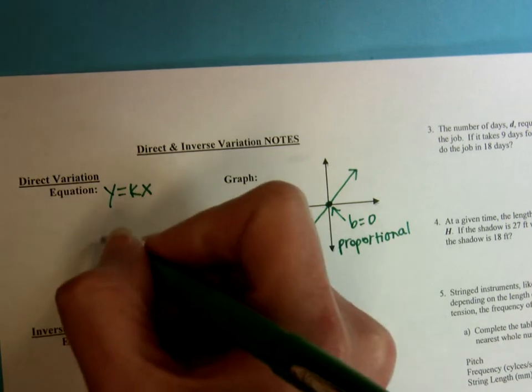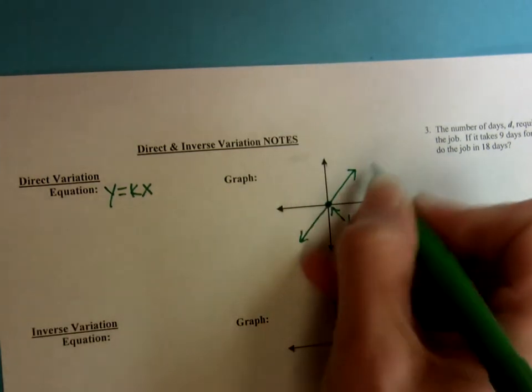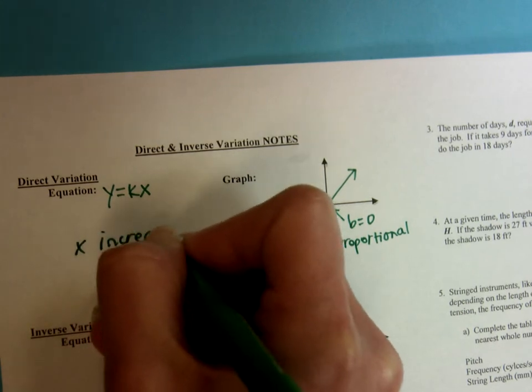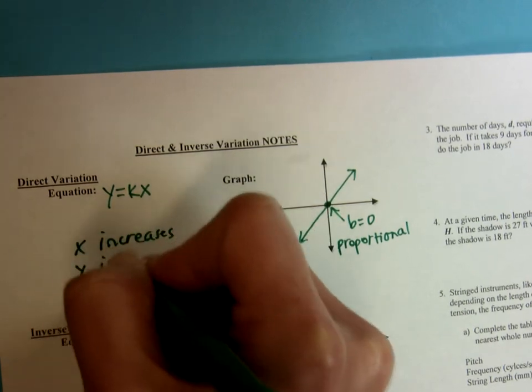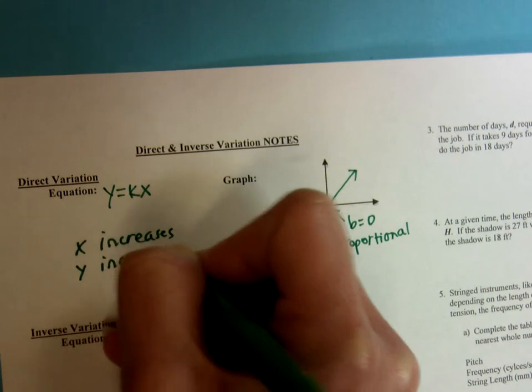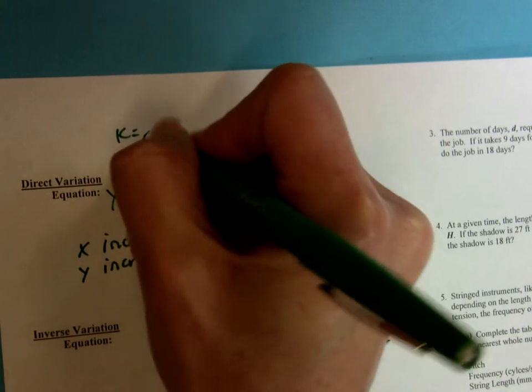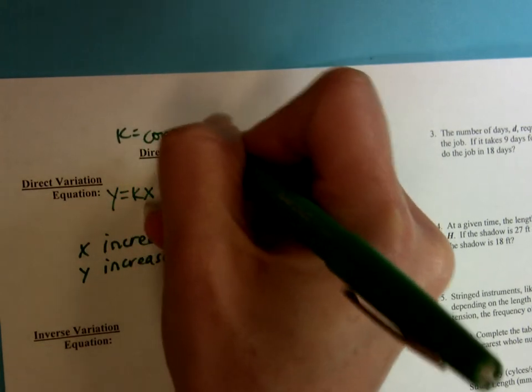We also wrote down that the x and y are both increasing. That indicates your positive slope. So x increases, and so does your y. Now k is a new letter for us. K is called the constant of variation.